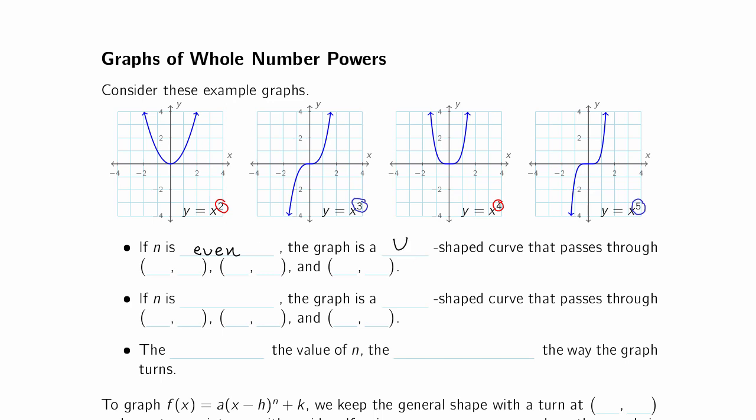Now notice, not every U-shaped curve is a parabola. It's only a parabola if we have x squared. So this is not a parabola. A parabola is a very specific geometric shape, and not every U-shaped curve has it. But if we have an even power of x, its graph is a U-shaped curve, and it passes through 0, 0. To the left of 0, we have -1, 1. And to the right of 0, we have +1, 1.